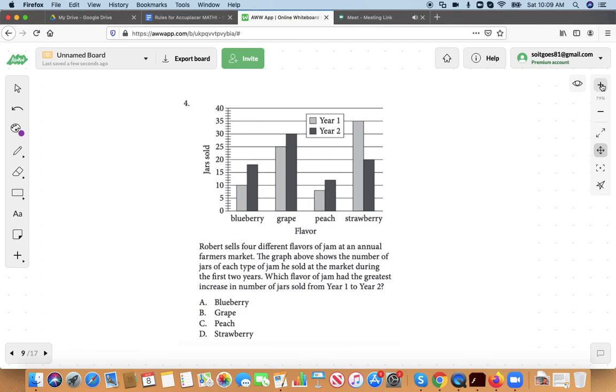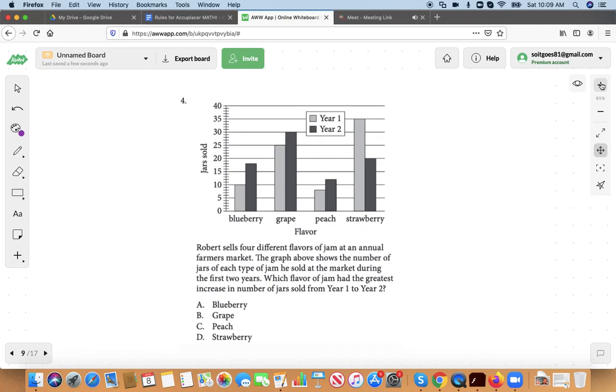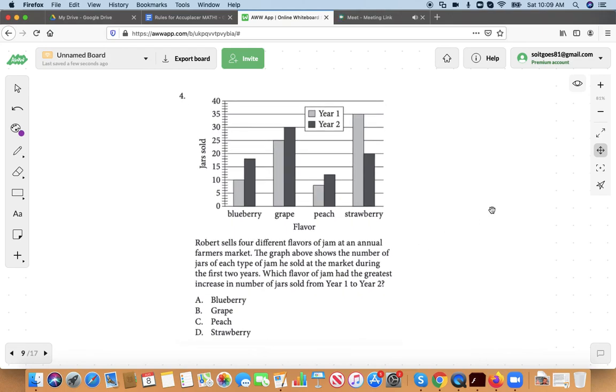All right, go ahead and read question number 4 for us, please. We've got some data analysis, it looks like, here. But again, we're just practicing getting to the logic of the questions and using common sense here. Robert sells 4 different flavors of jam at an annual farmer's market. The graph above shows the number of jars of each type of jam he sold at the market during the first 2 years. Which flavor of jam had the greatest increase in number of jars sold from year 1 to year 2?